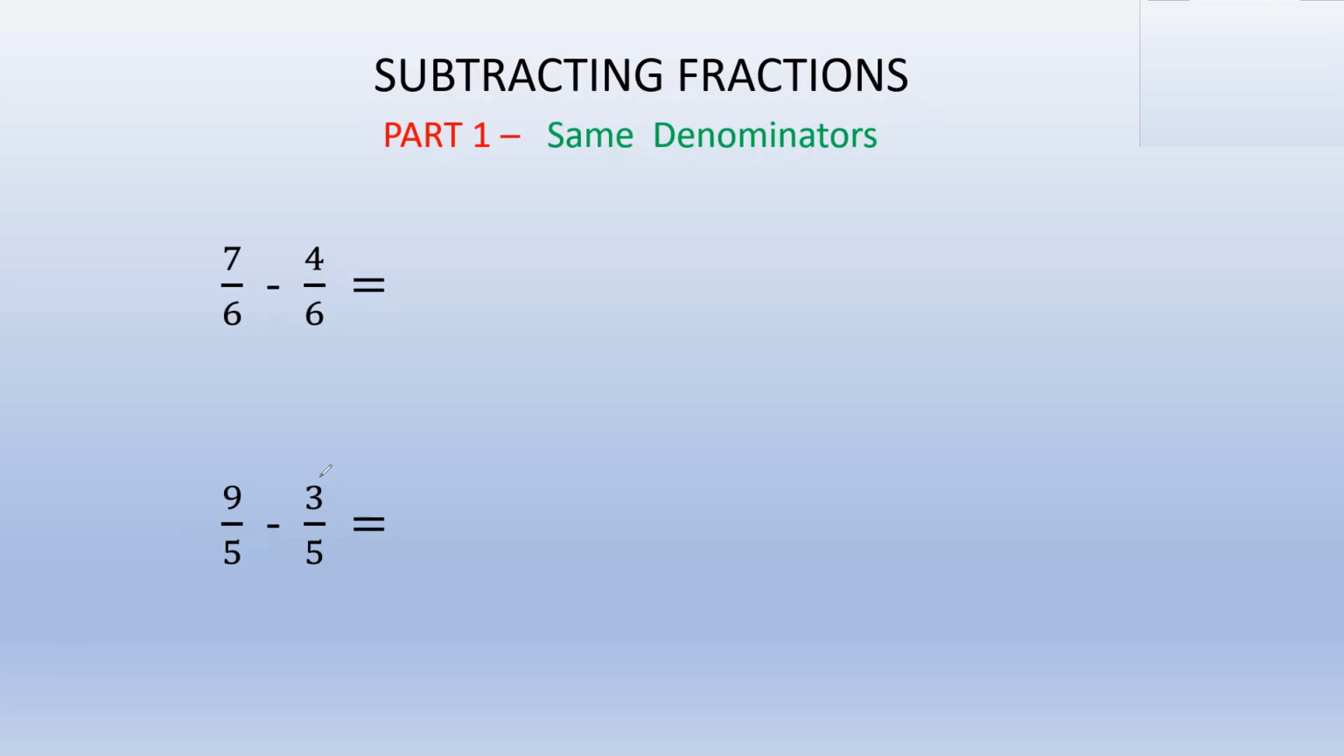There are two parts. Part 1, when the denominators of both the fractions are the same, and the second part, when the denominators and numerators of both the fractions are different.